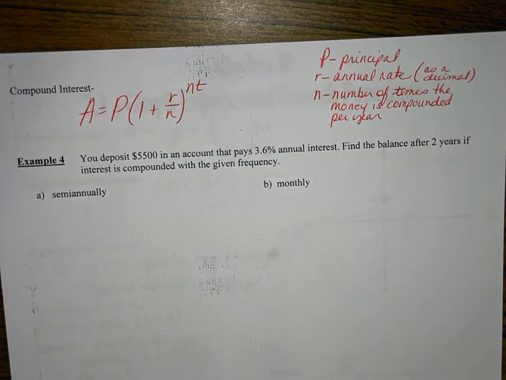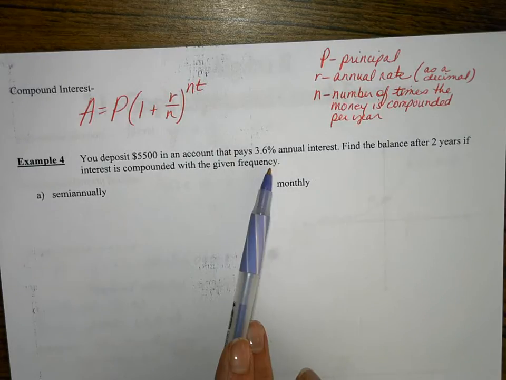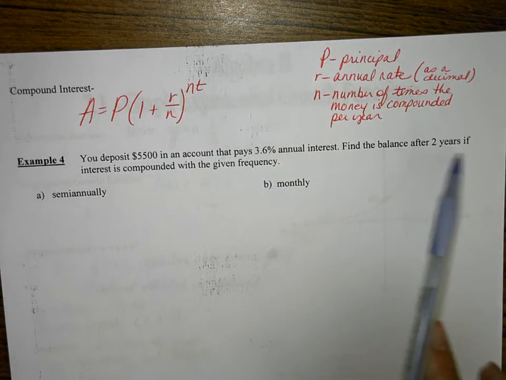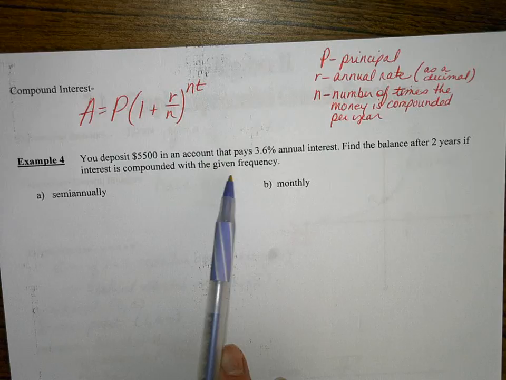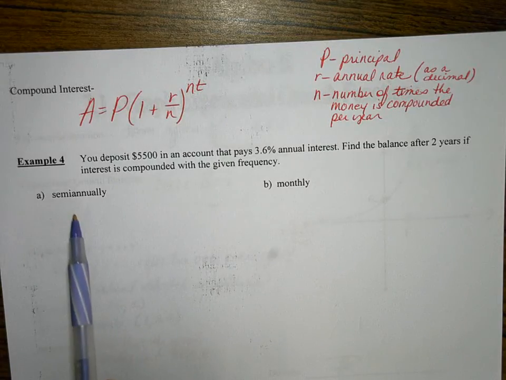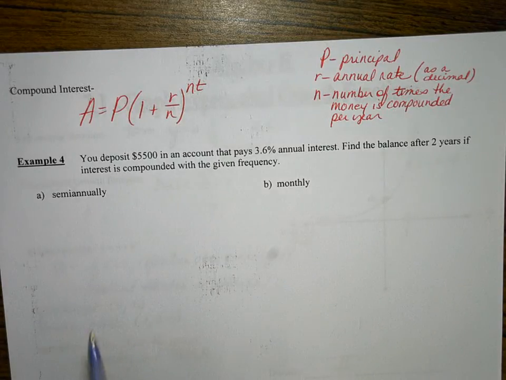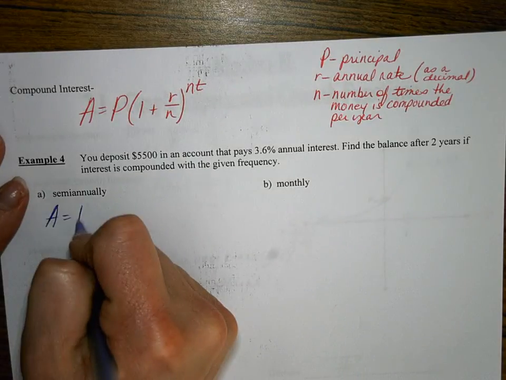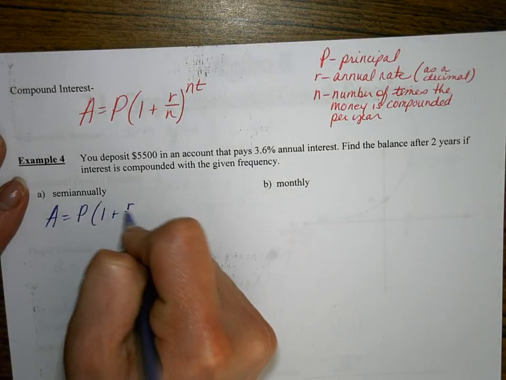You deposit $5,500 in an account that pays 3.6% annual interest. Find the balance after 2 years if the interest is compounded with a given frequency, and we're going to talk about semi-annually. Okay, so we're compounding interest. So we know we're going to use the equation A is equal to P, parentheses 1 plus R over N, to the NT power.